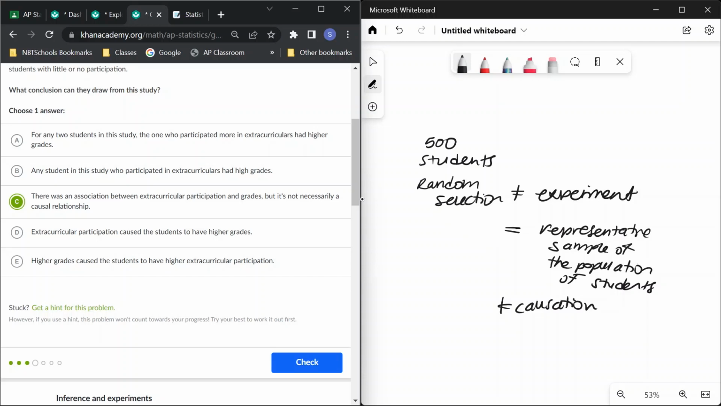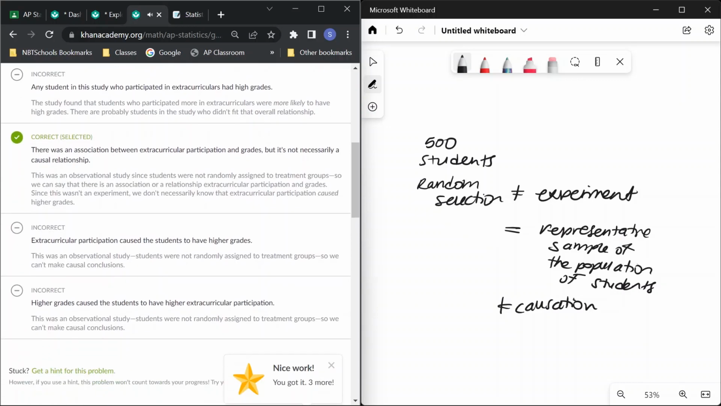It cannot be pronounced "casual" because it's not casual. I know it's referring to causing, so it can't be casual. Extracurricular participation caused the students to have higher grades? Definitely not. Higher grades cause the students? No, so it's definitely C.